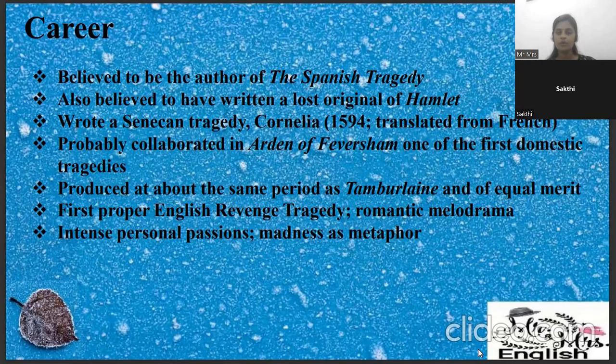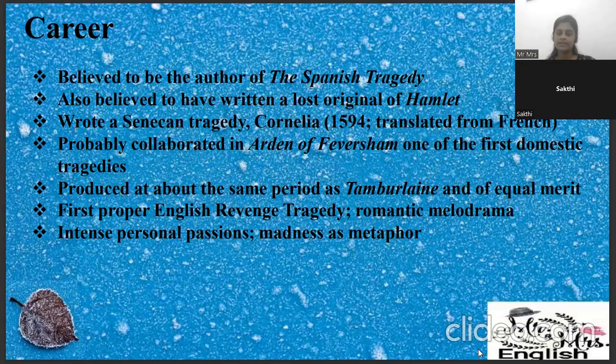We believe that Thomas Kyd is the author of The Spanish Tragedy because there was another writer, Thomas Heywood, and in his work Apology for Actors, he had some references regarding Thomas Kyd and this particular work, The Spanish Tragedy. And that's why, otherwise, The Spanish Tragedy is not actually published with his name or something like that.